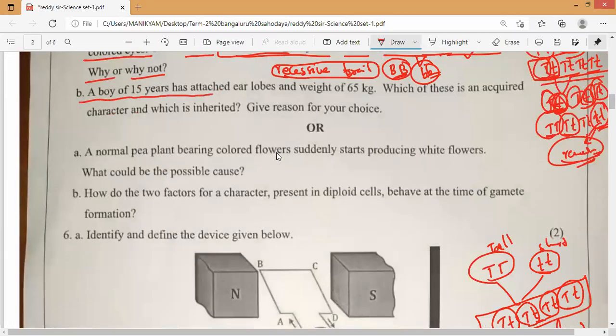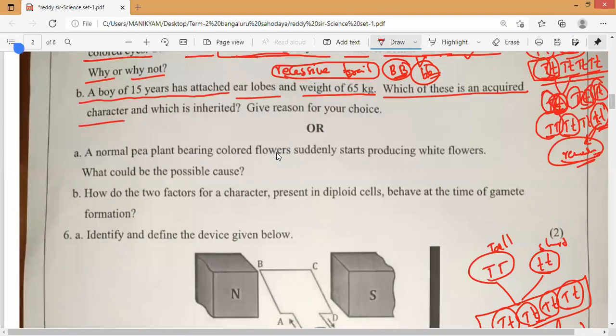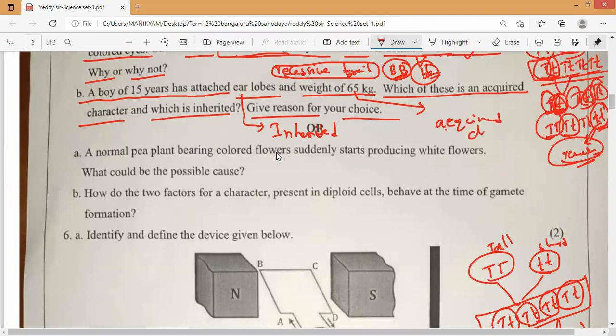A boy of 15 years has attached earlobes and weighs 65 kg. Which of these is an acquired character? Which is inherited? Give reasons for your choice. Which is acquired, guys? Earlobes is an inherited character. Is it yes or no? It comes from the genes. And 65 kg, we can say it is acquired because it comes from food habits and whatever we are doing.